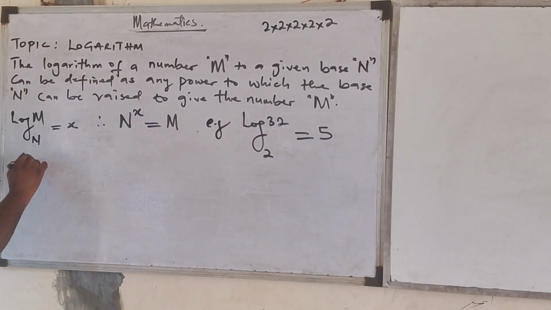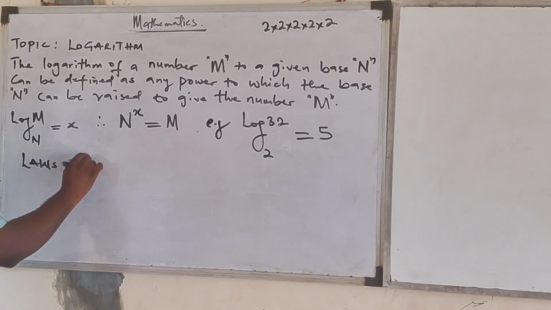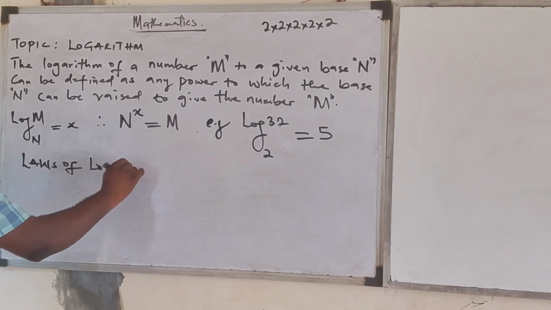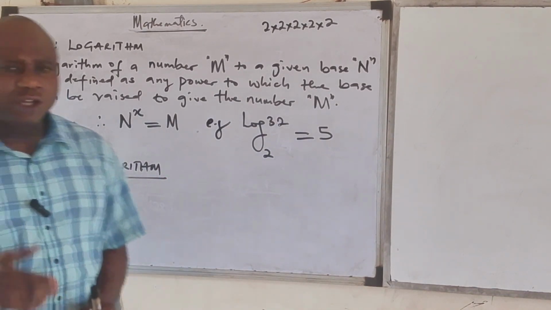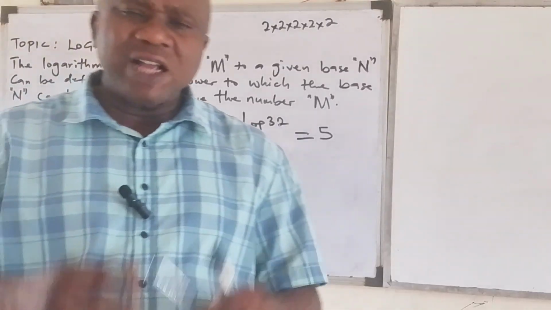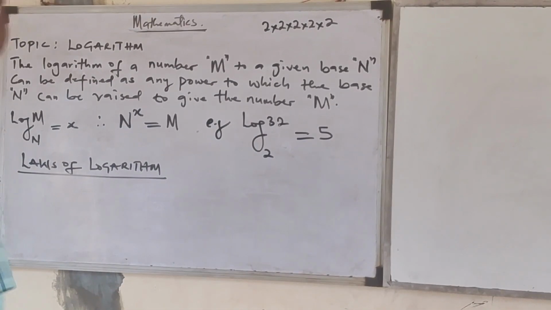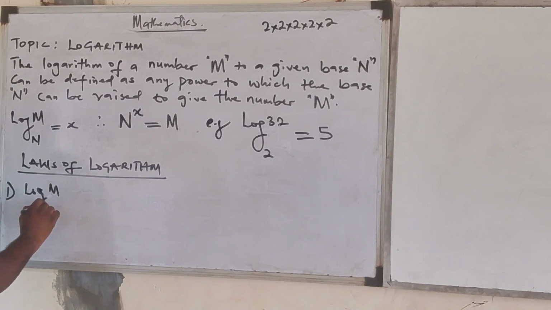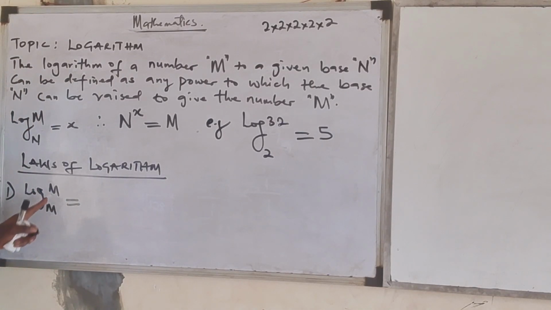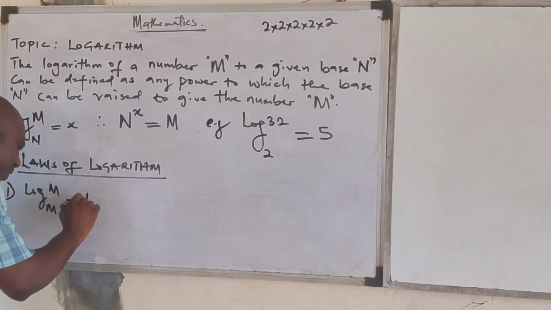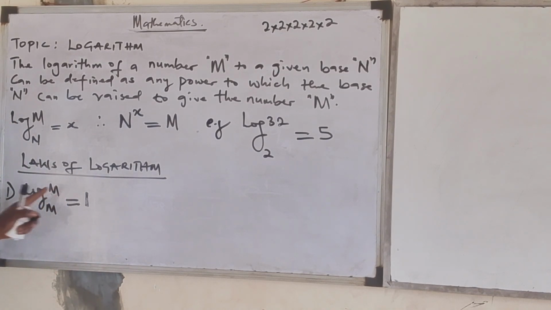Now we're going to be looking at the laws of logarithm. Yes, laws of logarithm. Just like the case of indices, where we have the laws of indices, logarithm too has laws that guide it. Now, law number one: log m base m. When the number and the base are equal, because this is log m base m, you have the value as 1. Because here, m raised to the power of 1 will give you m.